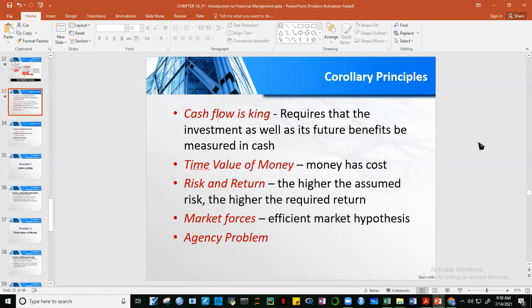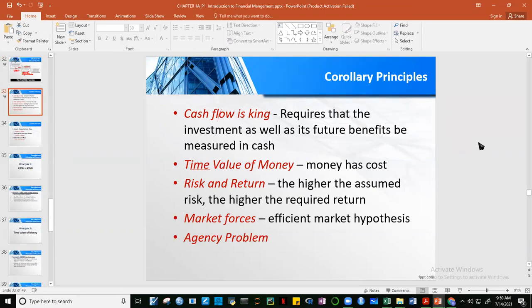Second, time value of money. Money has cost. We said, 1 peso today is not the same as 1 peso after 5 years. So the implication is that we cannot add cash flows that belong to different time frames. So when we evaluate projects, they should be in the same time frame, which was what we discussed a while ago.